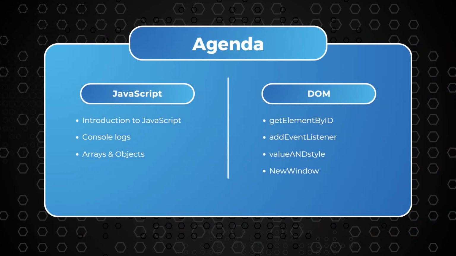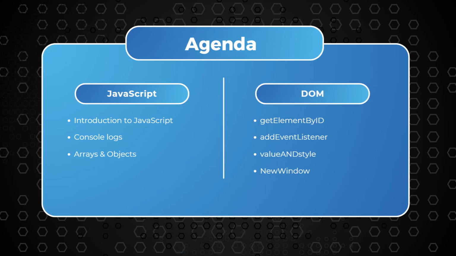So this was our agenda. In JavaScript, we will see the introduction, then what is console log, and we will see arrays and objects inside JavaScript. After this, we will move to the DOM, and we will cover these four properties of the DOM. There are so many, but we will cover these because they are important.